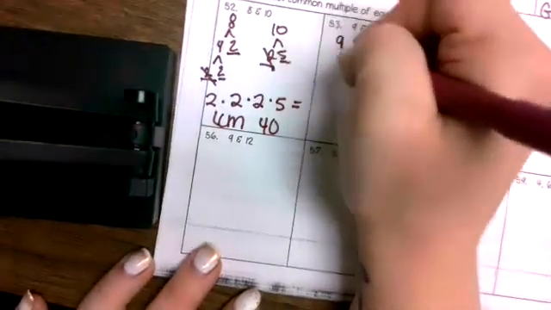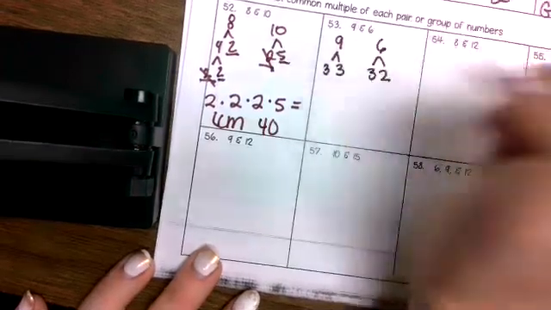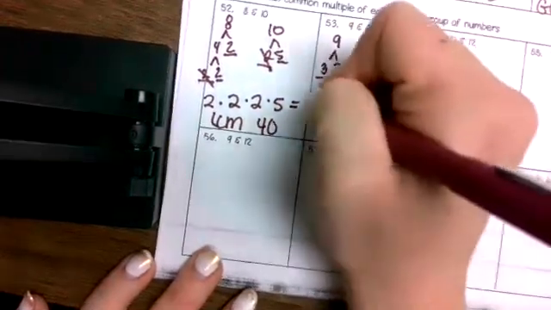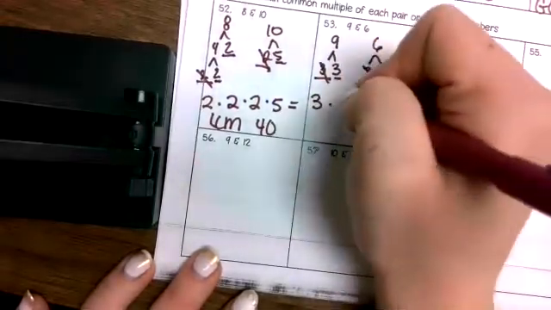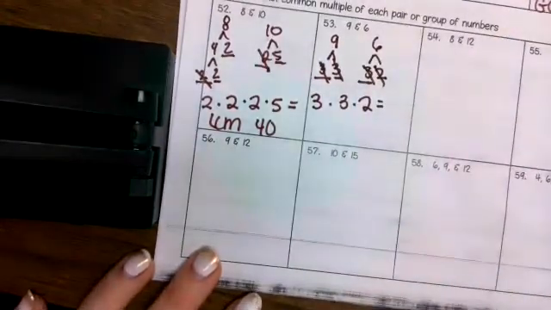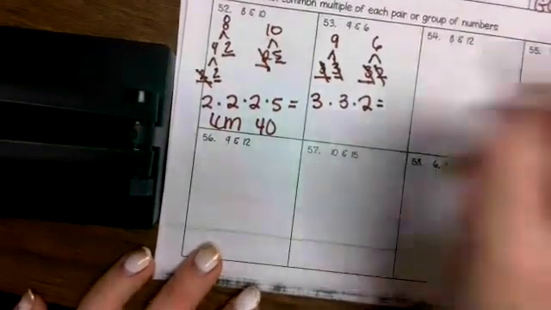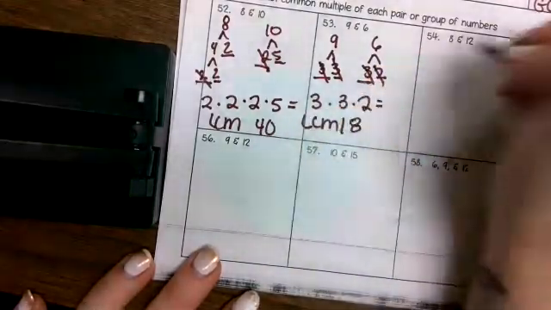Now I'm going to do 9 and 6. 9 breaks down to 3 and 3, and 6 breaks down to 3 and 2. I see that they have a 3 in common, so I'm just going to write that once. I used it, it's gone. Now I'm going to write my other 3. I'm going to write my other 2. I recommend crossing them out because it helps you keep track. 3 times 3 is 9. 9 times 2 is 18. So my least common multiple here is 18.